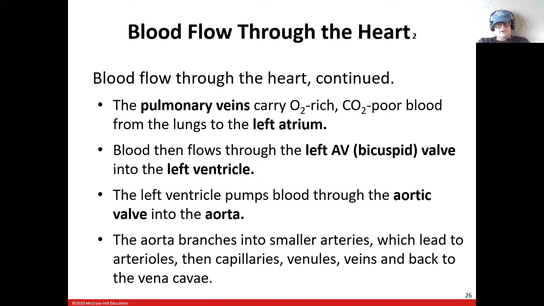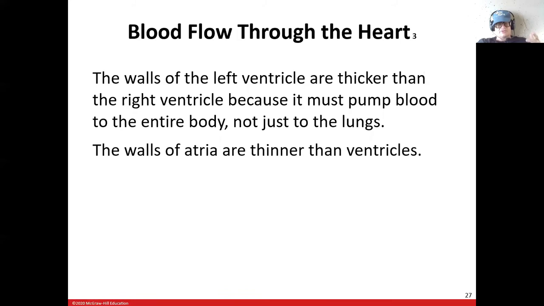Anyway, the aorta is going to branch into smaller arteries, arterioles. This goes through the whole body. That's blood flow for the whole body. The ones that we're about to talk about, I think, are the coronary arteries, which are little tiny arteries coming off of the base of the aorta just above that valve, and they're the ones that carry oxygen to the heart itself.